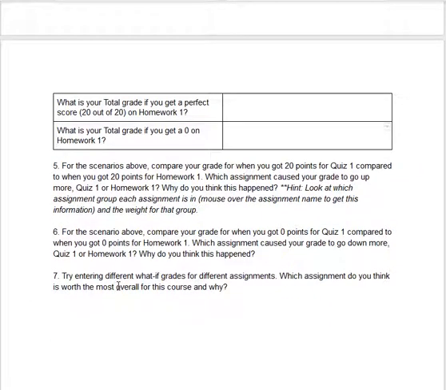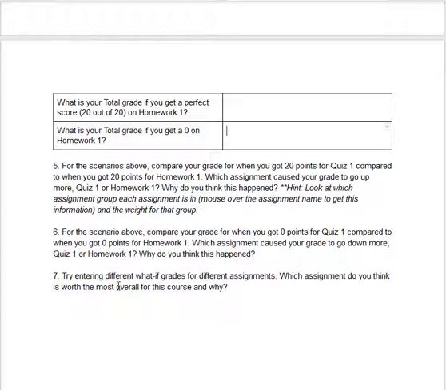The last question is where I want students to really get into it and play around. So it's try entering different grades, but ultimately, which assignment do you think is worth the most overall for this course and why? Well, that may or may not work for your course. For my course, it would work because I have one final project that's in one of my highest assignment groups, and it's worth the most points.